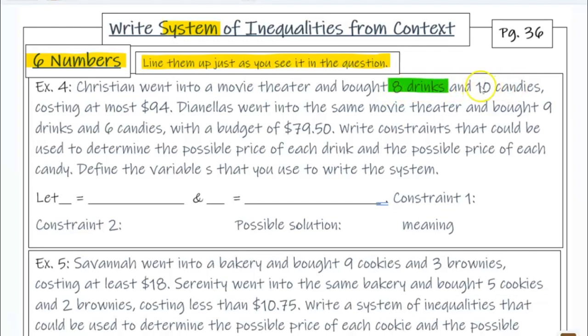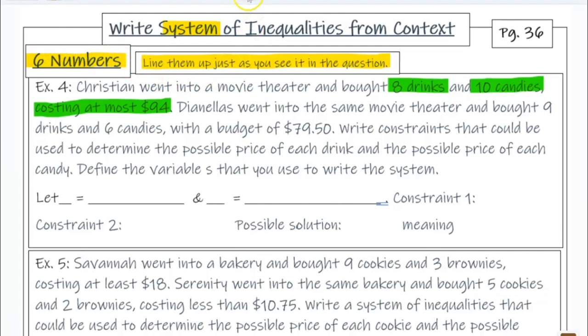And 10 candies. So again, I got to a number 10 and I have to highlight what the 10 is talking about. It's talking about candies. Okay, costing at most. I'm going to also highlight this 94, and it's costing at most. So that is my first 3 numbers. Remember, this is the method where you're finding 6 numbers.